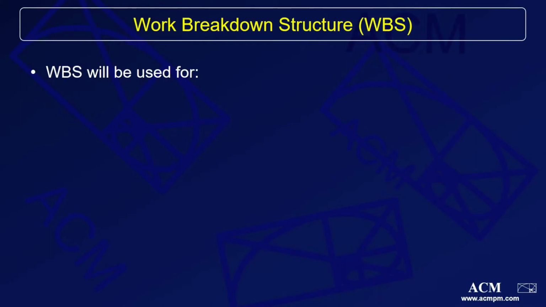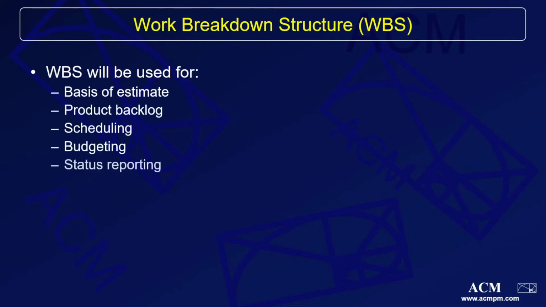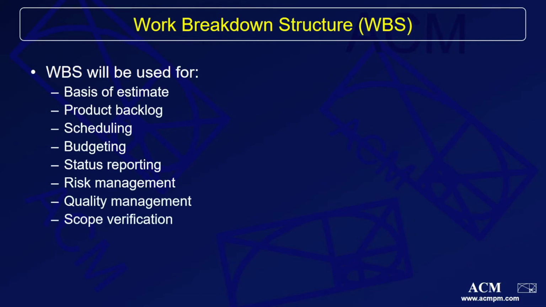The WBS will be used as a foundation for many project control aspects of the project, so it needs to be done with care and precision. It will come up when dealing with the basis of estimate, product backlog, scheduling, budgeting, status reporting, risk management, quality management, and scope verification. A careful review can sometimes show activities that do not support a deliverable or deliverables that do not support an objective. That's where you either drop it, add, or redefine the deliverable or objective.